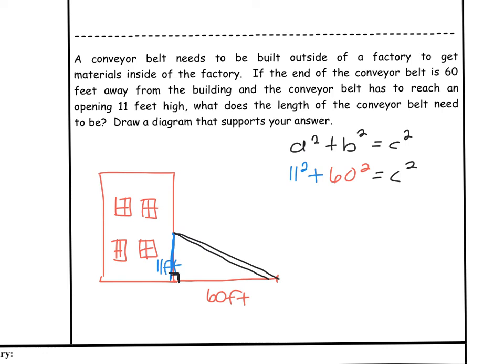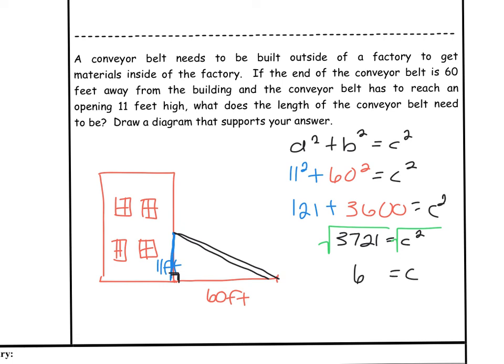So whenever I do 11 squared, I'm left with 121. 60 times 60, 6 times 6 is 36, and I'd have 2 zeros. And this is equal to C squared. 121 plus 3,600 leaves me with 3,721 is equal to C squared. To undo a square, I will square root both sides, and I'll be left with C is equal to 61.